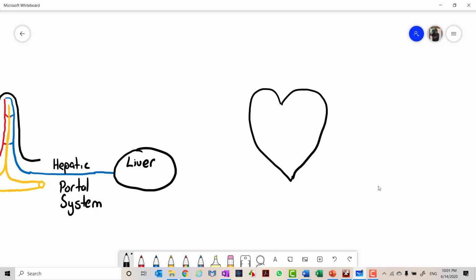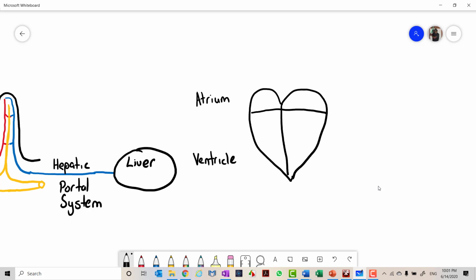I'm going to draw my heart in a Valentine's heart shape. But this is a misconception. The heart does not look like this. This is just the easiest way for me to draw it. You'll also notice I'm drawing the top of the heart tiny and the bottom of the heart big. The top of the heart is known as the atria, and the bottom of the heart is known as the ventricle.